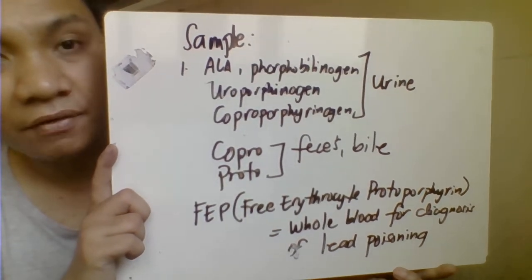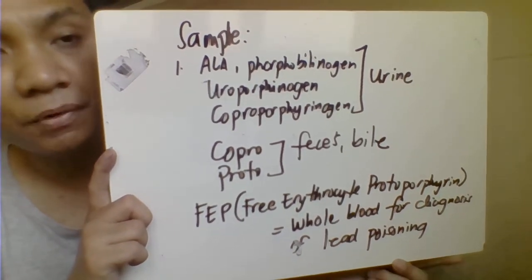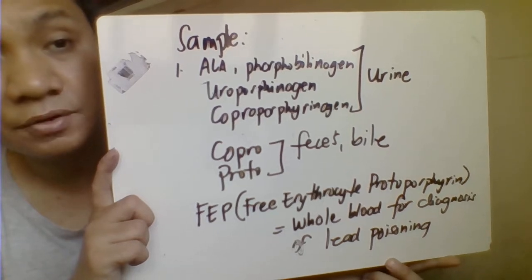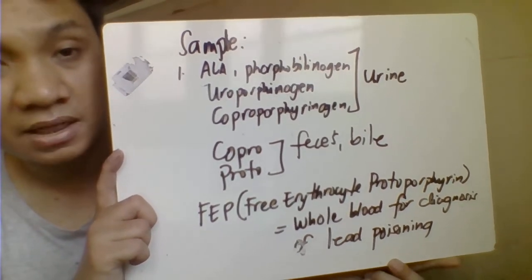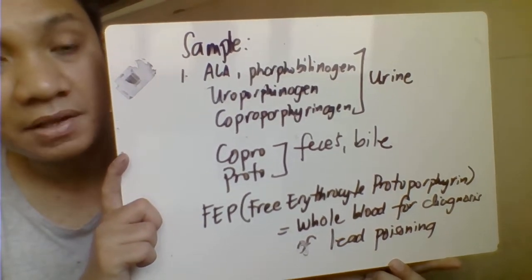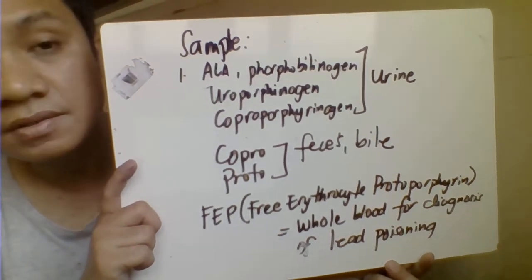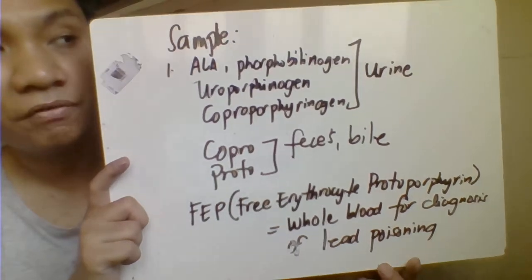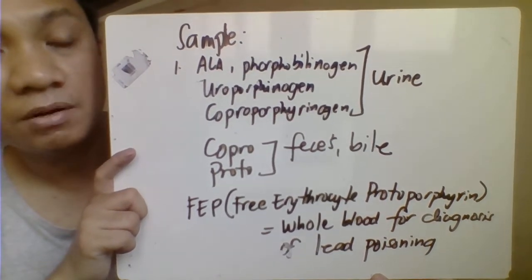So if you are detecting the precursors ALA and porphobilinogen, including the porphyrins uroporphyrinogen and coproporphyrinogen, then you could have urine as your sample. Your protoporphyrin will never be seen in your urine. For the copro and proto, the most ideal is feces, but you could also use bile as your sample for that. Then to diagnose lead poisoning, we could measure the level of free erythrocyte protoporphyrin, and the sample we use for that is whole blood.